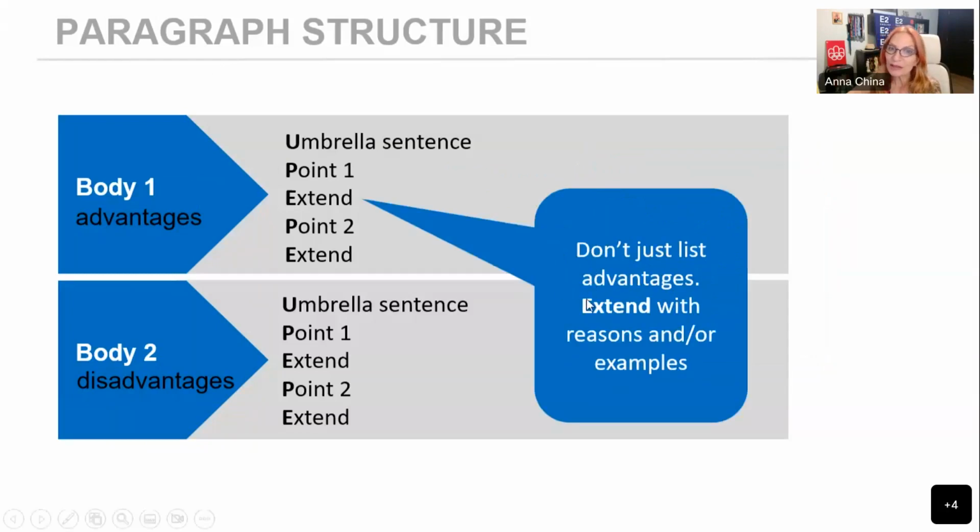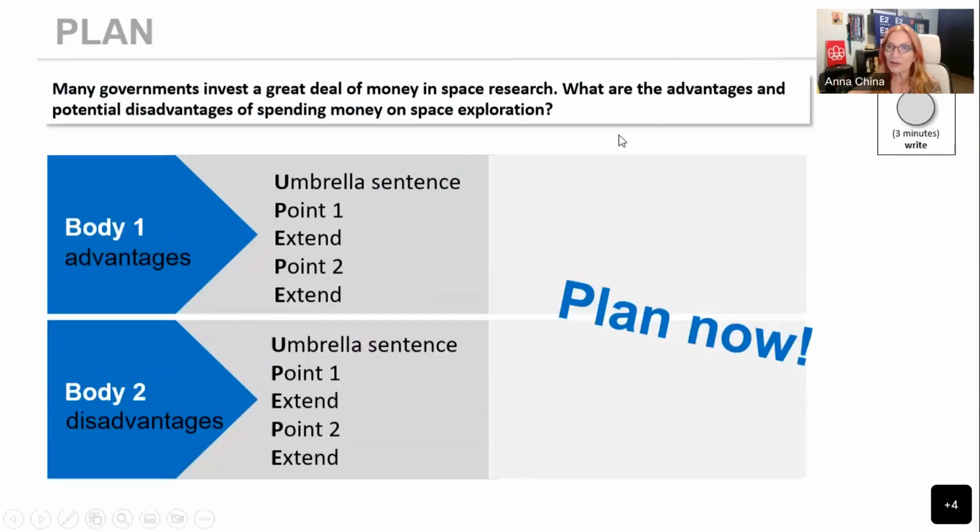We have to be careful not to list advantages. We always have to remember to extend with reasons and or examples. So now we're going to do this together. We're going to plan. So in terms of advantages, what is the first advantage that you can think of to justify you're not agreeing, even if it's other people's view, not your own view? But that's not the question here. What are some advantages? Now we're going to think of one advantage of investing in space research.